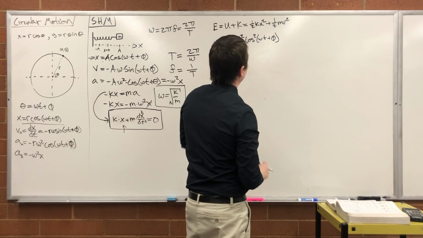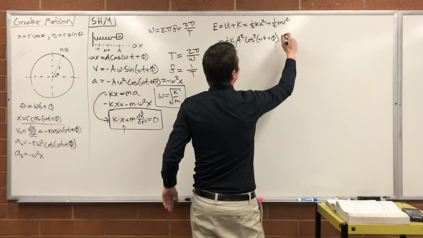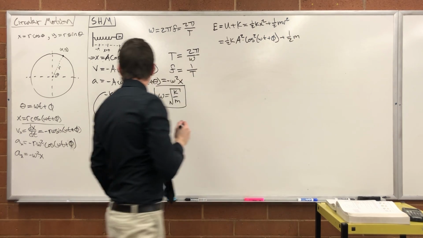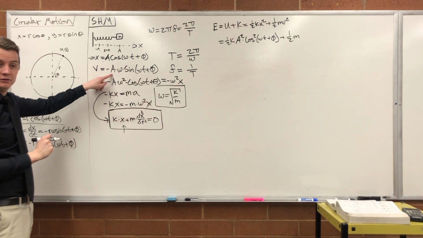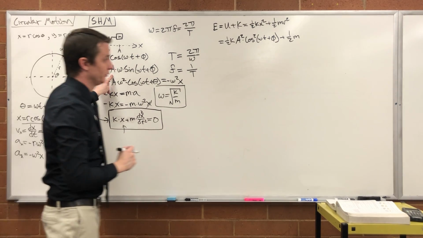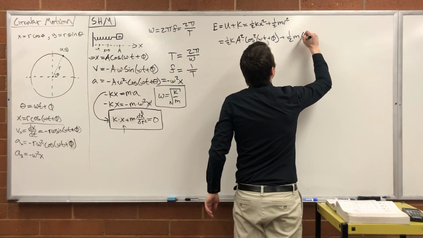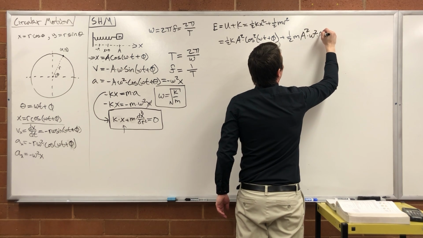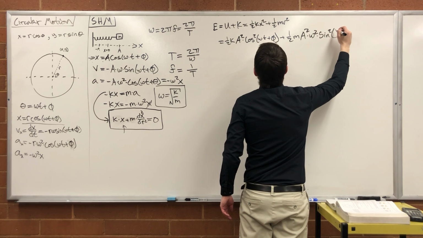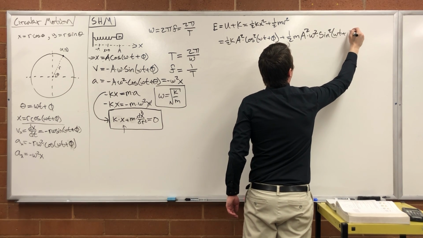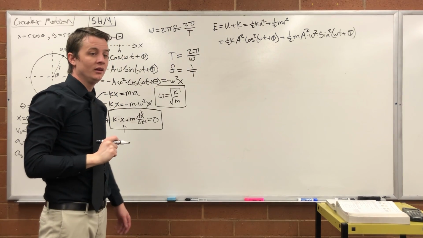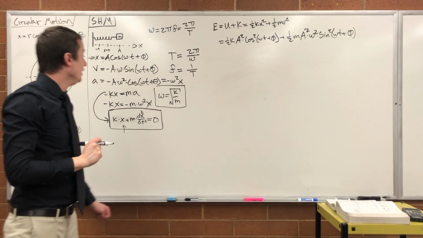Alright, anyways, so there's that squared, plus 1/2 mv squared. V is right here. Notice that since we're squaring it, the negative goes out, right? Okay. So we got a squared times omega squared times sine squared of omega t plus phi. Right?